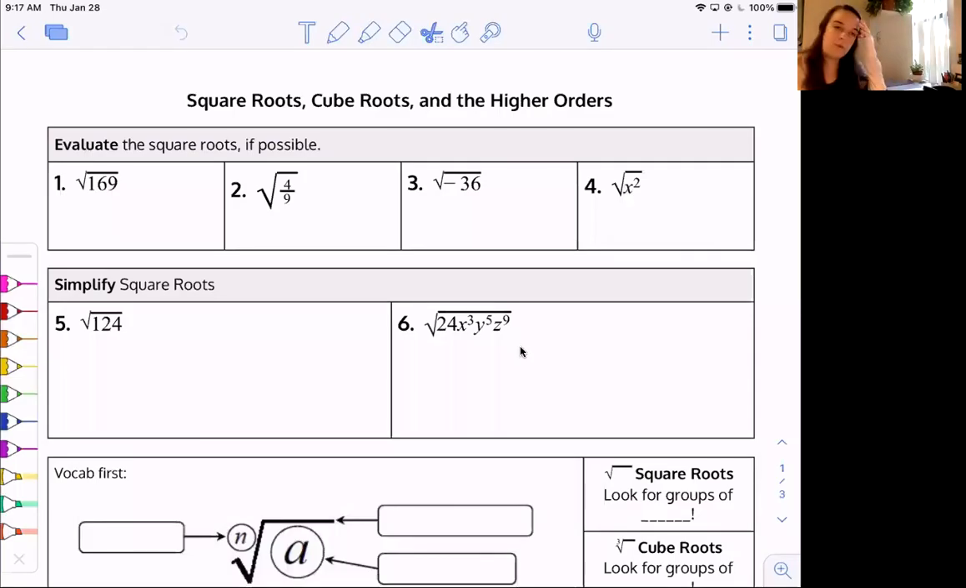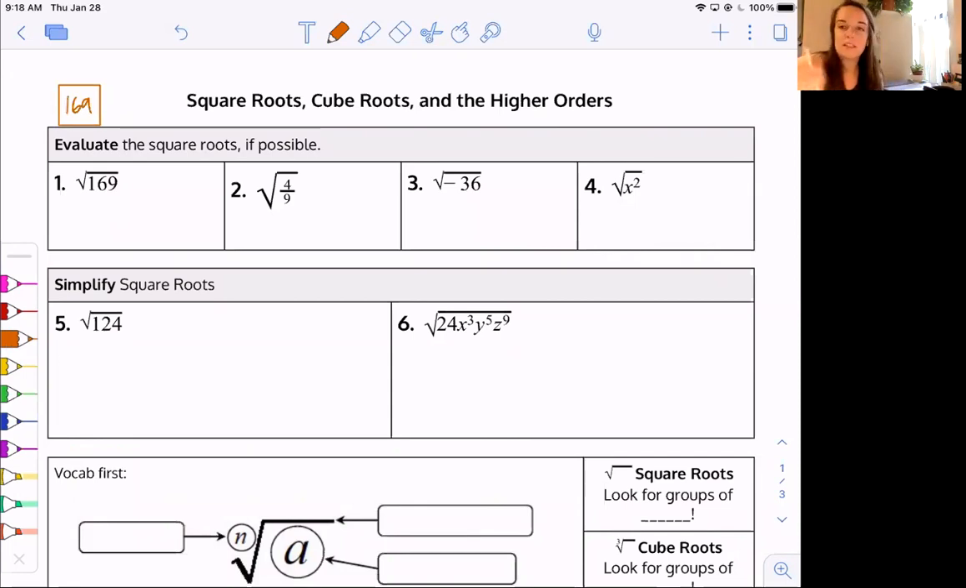Who's got me? What times what gives me 169? It's got to be the same number. 13 times 13. 13 times 13. Absolutely. So if I think about area as like a square box, we should make an actual square. There we go. And 169 is the area.